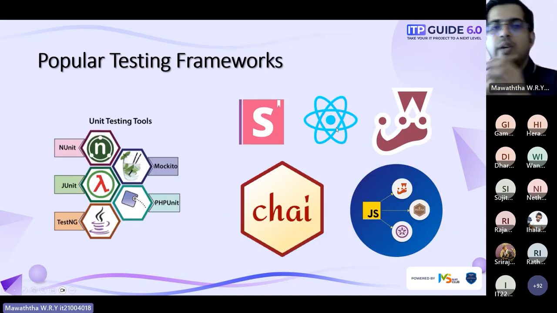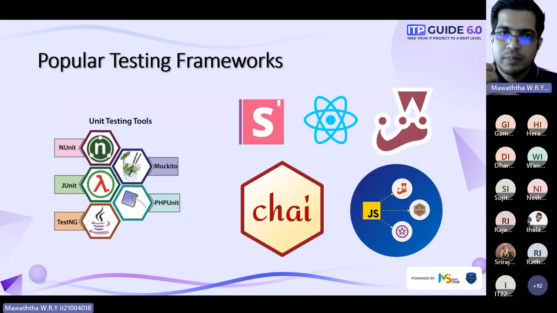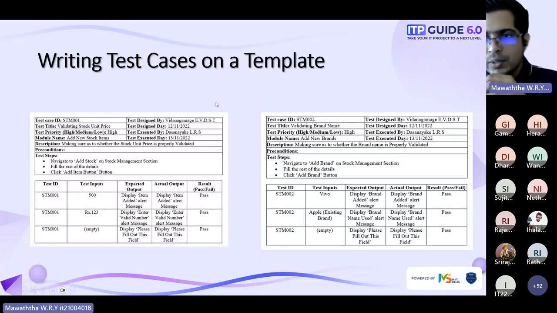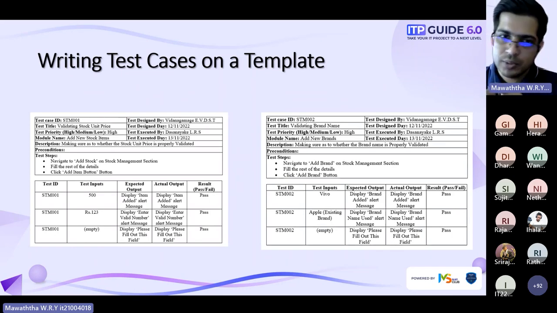Right. And when you are implementing test cases on your application, you need to follow some testing frameworks. For Java-based frameworks, you can use JUnit or TestNG. For JavaScript-based frameworks, you can use Jest, Mocha or Chai, something from one of those testing frameworks. Right. So when you are working on this ITP project, in some scenario, you might get an assignment to write some test cases on a given template and upload the document into Postgres.